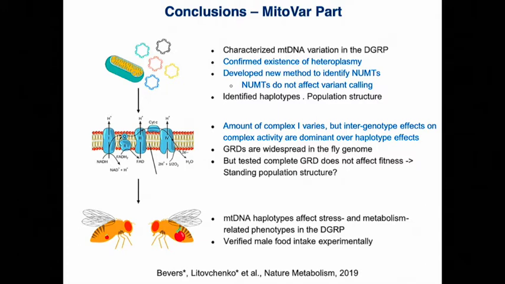So is this reflecting standard population structure? It is more of a question mark, given that this is, of course, an N of 1. But it seems to be consistent with the literature that we were able to find. And then we showed that mitochondrial DNA haplotypes seem to affect mostly stress and metabolism-related phenotypes in the DGRP. And we verified one experimentally, where we could show that swapping of the mitochondrial haplotype, so to speak, changes the food intake in males. So this has recently been published. I encourage you to go to this particular paper for more details, and of course I'd be happy to discuss it afterwards or at any time if you have questions.